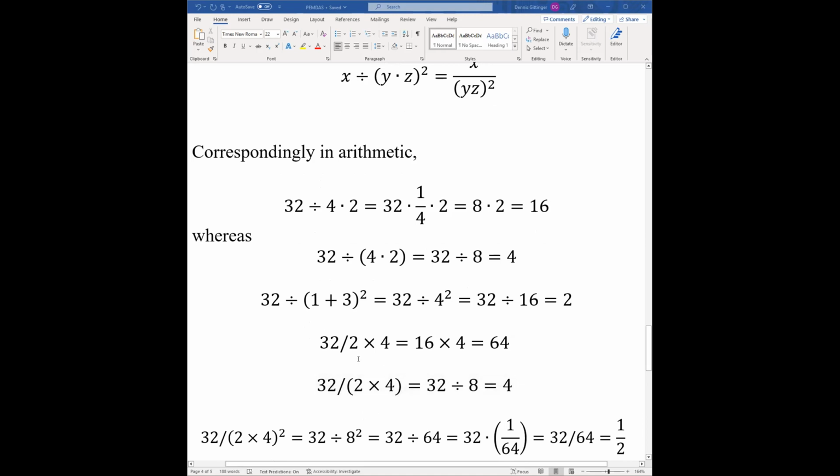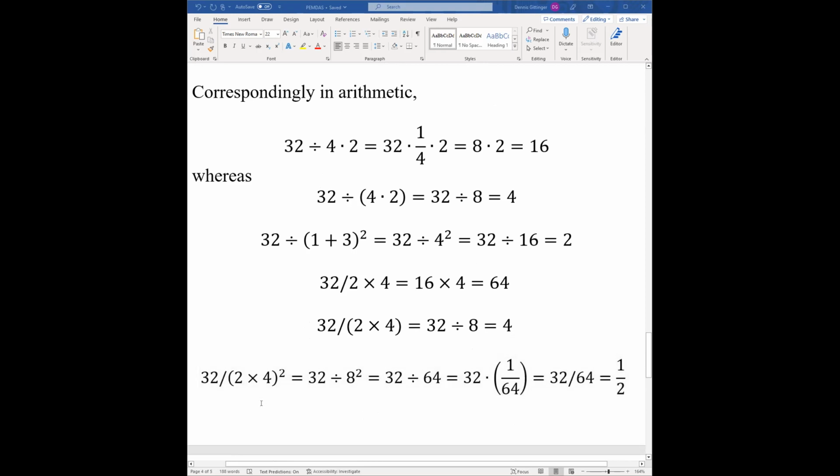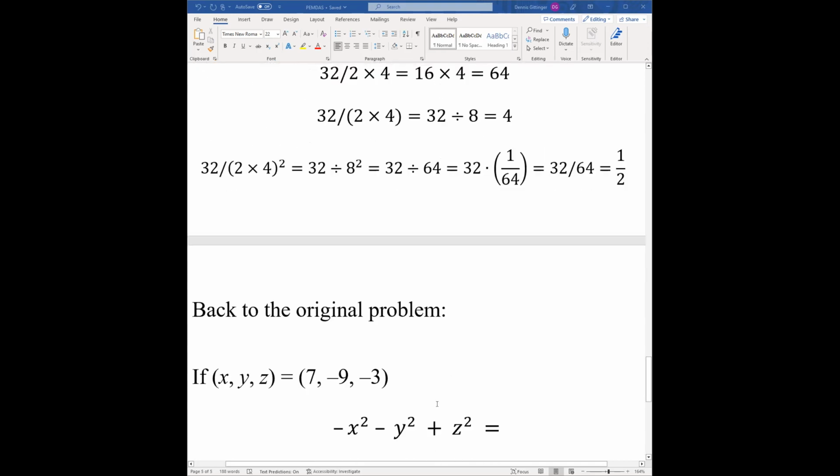So if you wanted to divide 32 by whatever 2 times 4 is, that is represented by putting 2 times 4 in parentheses. If you wanted to divide 32 by 2 times 4 squared, well, before you divide, you're going to have to square that. You got to do 2 times 4 is 8. 8 squared is 64. 32 divided by 64 is the same thing as 32 times 1 over 64, or you could just get your calculator out and get the answer much more quickly if you just do 32 divided by 64 on your calculator.